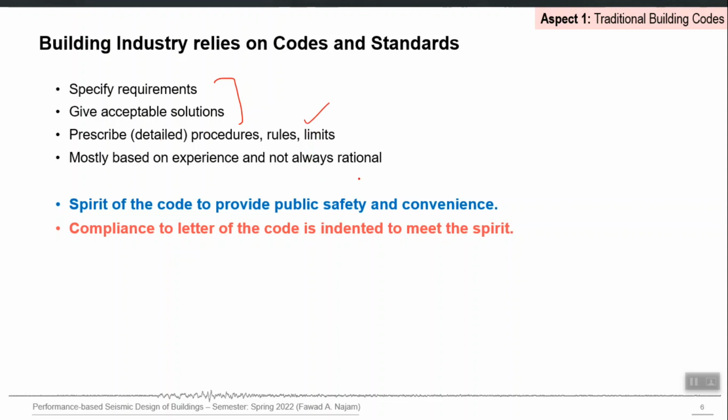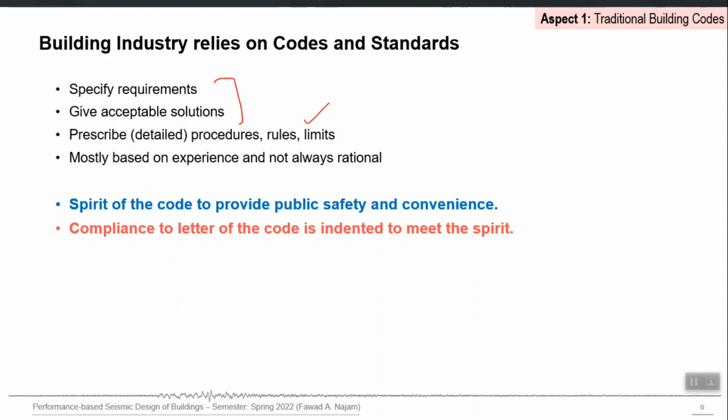Mostly they are all based on experience and they sometimes may not be always rational. Although there is a huge body of knowledge behind all of those provisions, sometimes they may not be applicable, sometimes they may not be that explicit to certain special scenarios, for example. But our whole building industry relies on these building codes and standards, right.